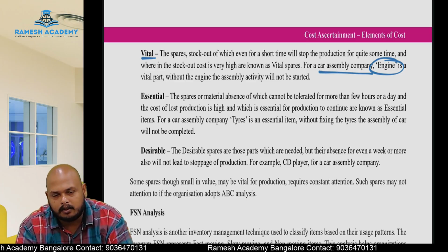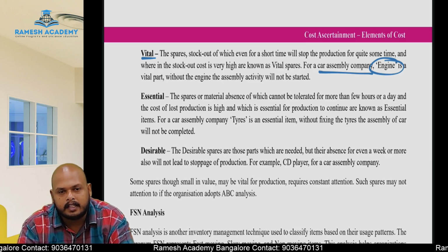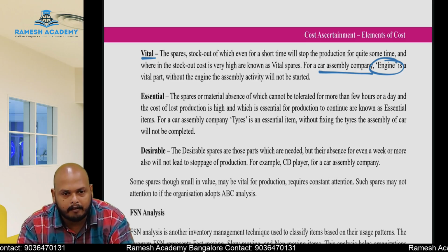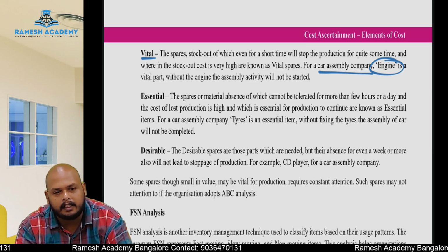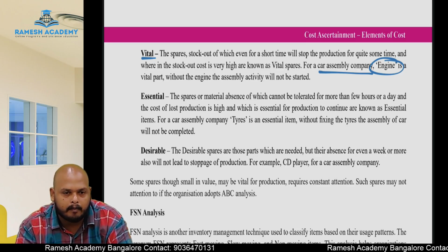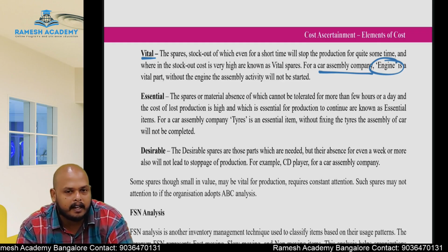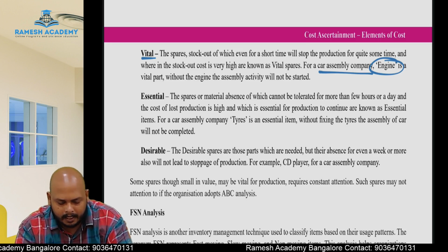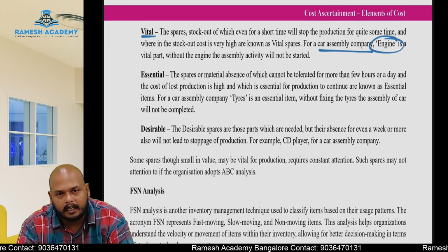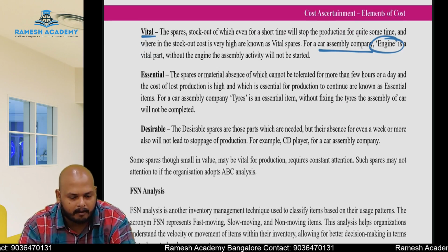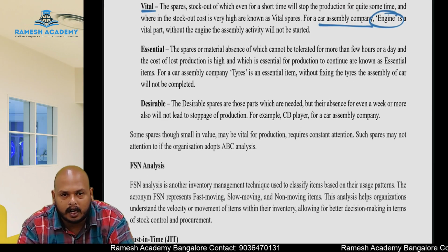Why? Because the engine is a very vital part that will be assembled by the technical chief engineer. Once the technical chief engineer has assembled the vital spare parts, after that the remaining small spare parts, like fitting the tires, assembling the body shape, or fitting nuts and bolts, can be done by the lower level staff. So the stock out cost for the vital part is very high. That is the reason it is called a vital part. Vital is nothing but very important. The example he gave: car engine.